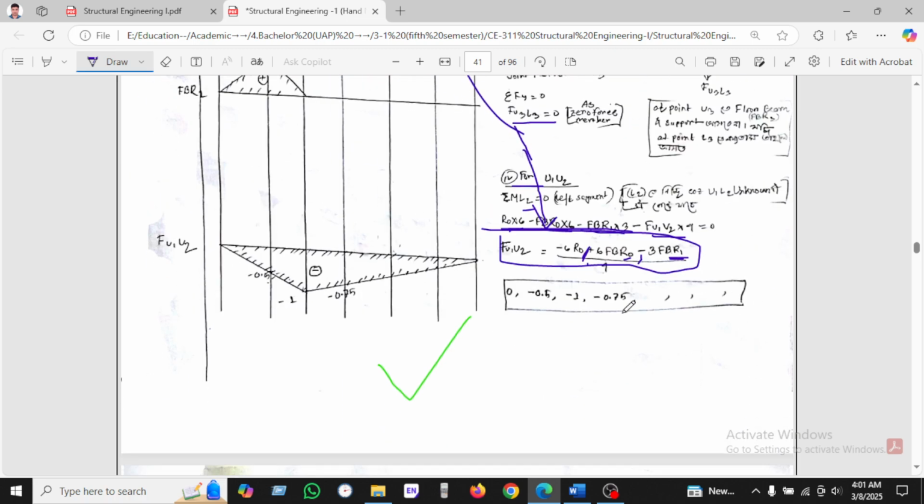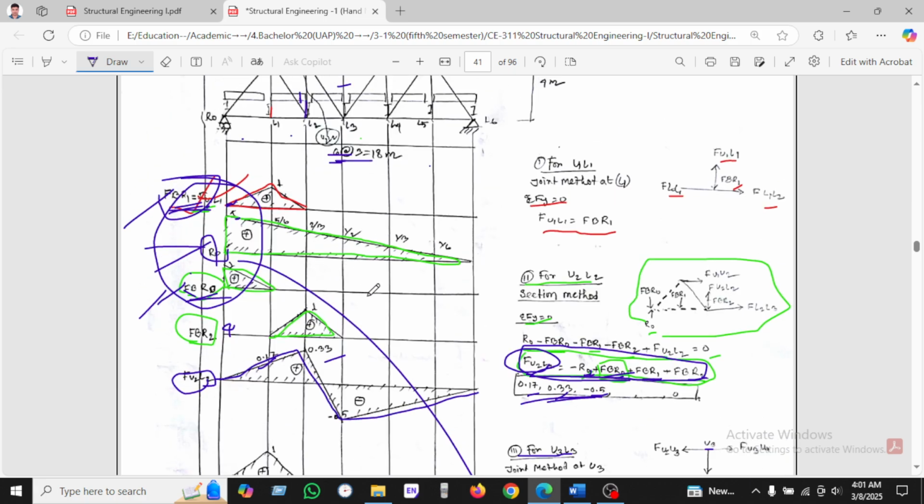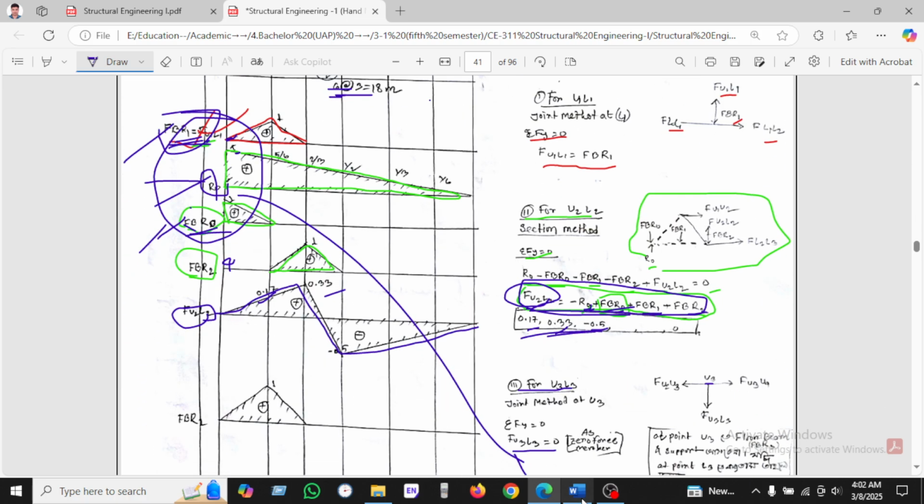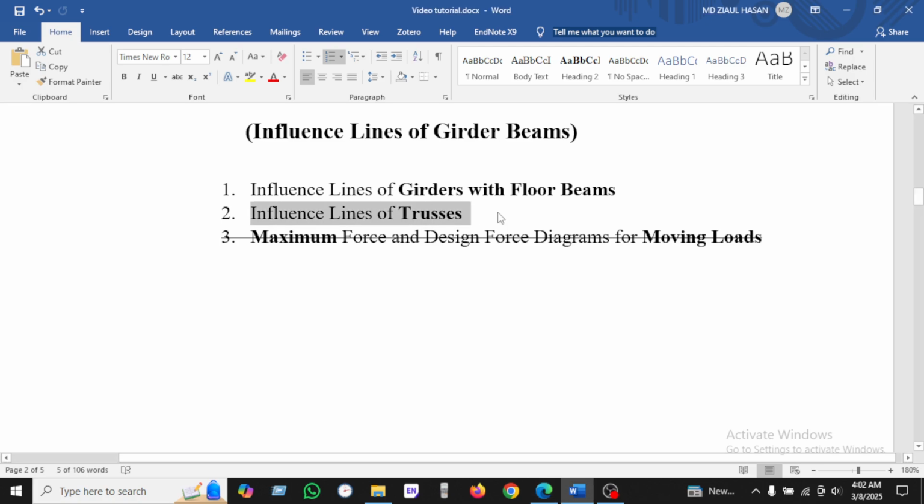all the values here. Then we find the first point will be 0, second point, sorry, will be 0.5, minus 5, minus 1, and third point 0.75. In this way you can calculate here. So this will be our diagram below. Okay, so I have completed the influence lines of the truss.